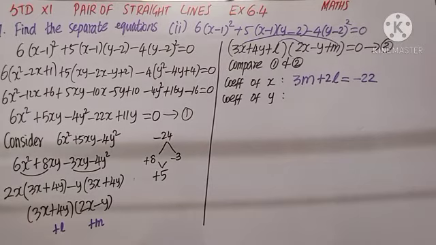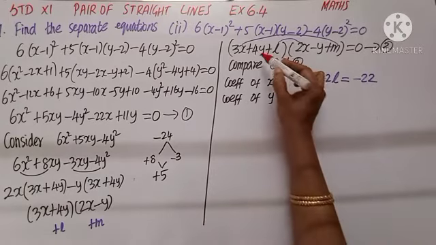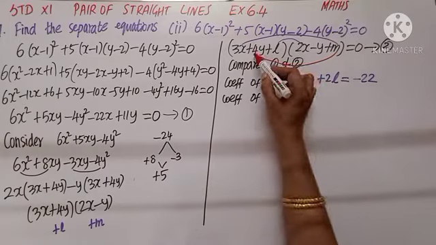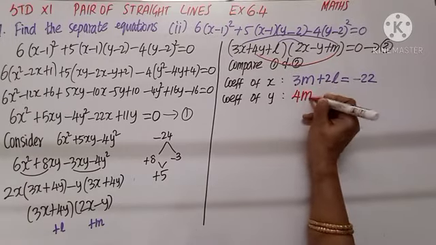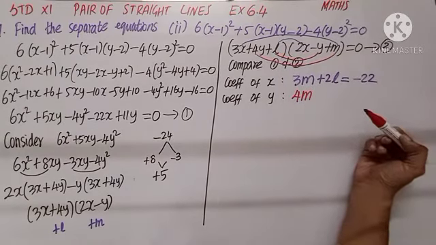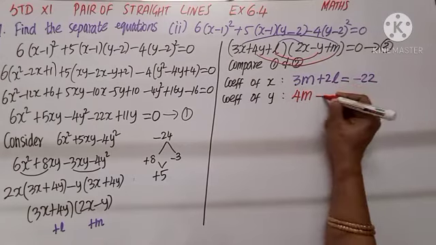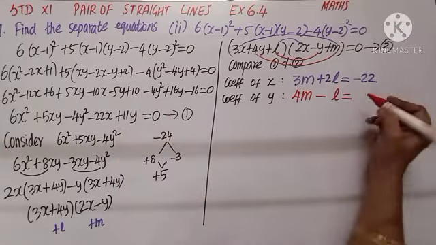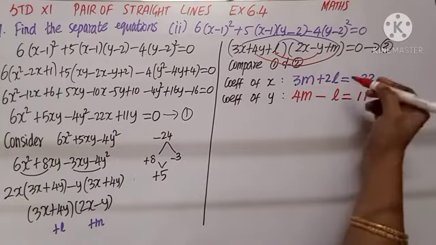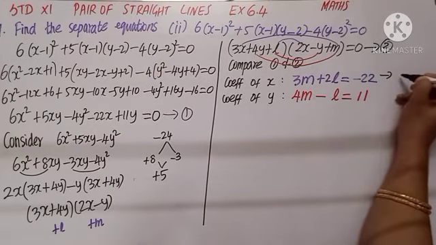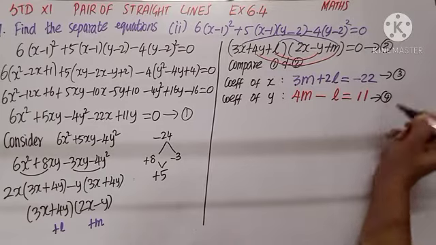In the same way, let me compare the y coefficient. How to get y? Y from the first bracket, constant from the second bracket, 4 into M. Then constant from the first bracket, y from the second bracket, L into minus 1, is minus L, equals the y coefficient here, which is 11. Now let us try to solve the two equations. Mark this as number 3 and this as number 4.